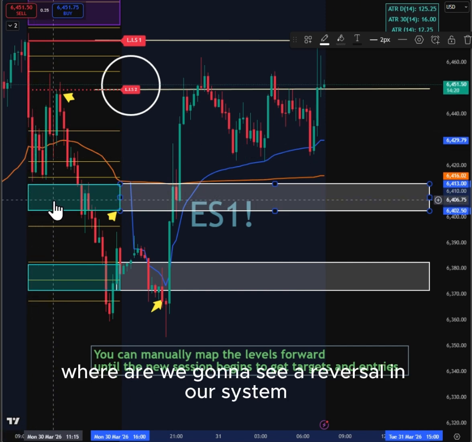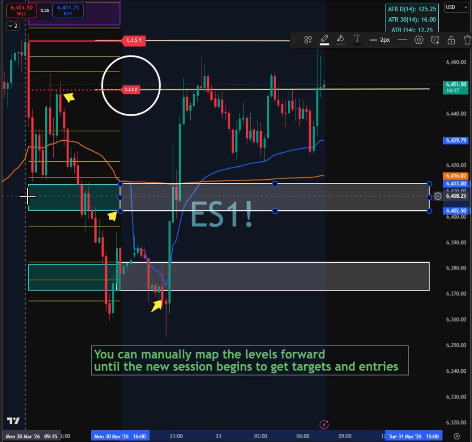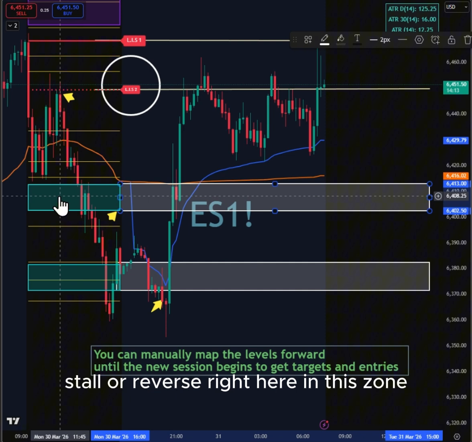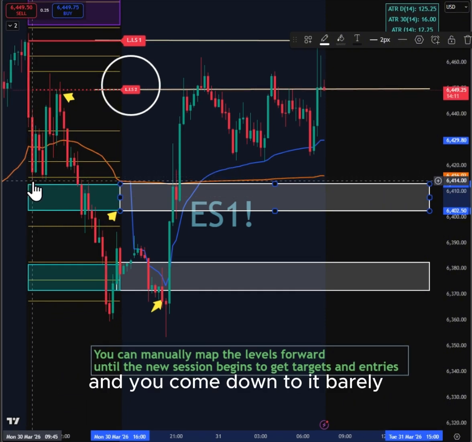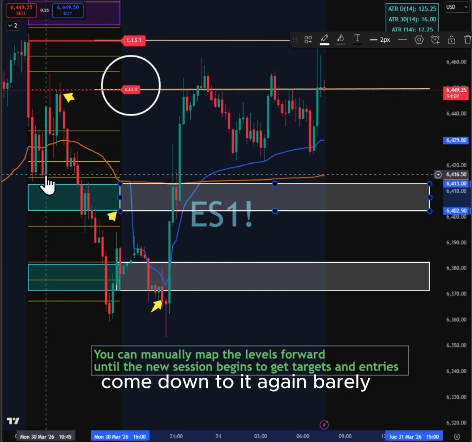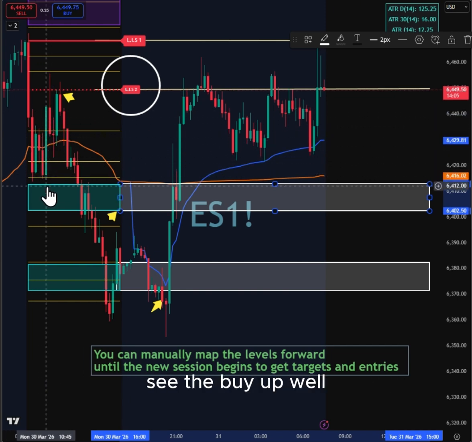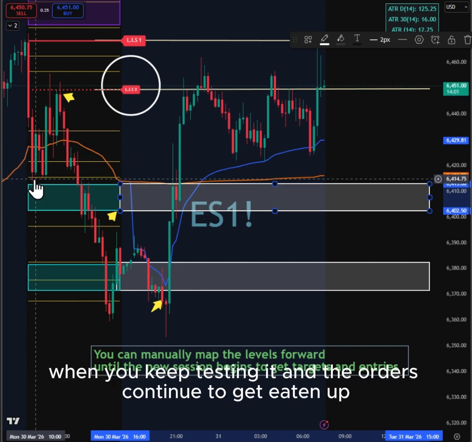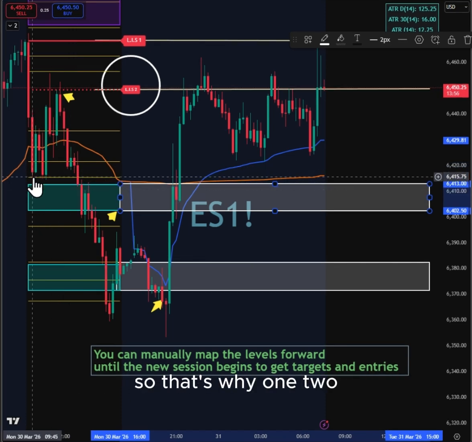In our system, based on our analytics, we're going to see a likely trap, stall, or reverse right here in this zone. And you come down to it barely, and you see a buy up. See the buy up? Come down to it again, barely see the buy up. Well, ultimately, here's the rule of thumb. Just like anything else, when you keep testing it and the orders continue to get eaten up, you're going to breach it ultimately. So that's why 1, 2, 3.